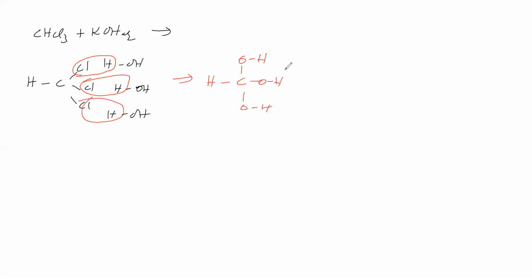In the next step, this bond is migrating, and we are getting formic acid. Formic acid reacts with the KOH base to give potassium formate and water. So chloroform undergoes hydrolysis to give a carboxylic acid, formic acid. Here the medium is base, therefore formic acid becomes potassium formate. This is hydrolysis.